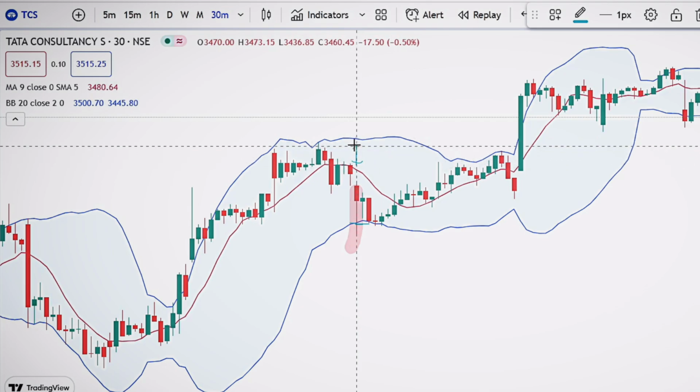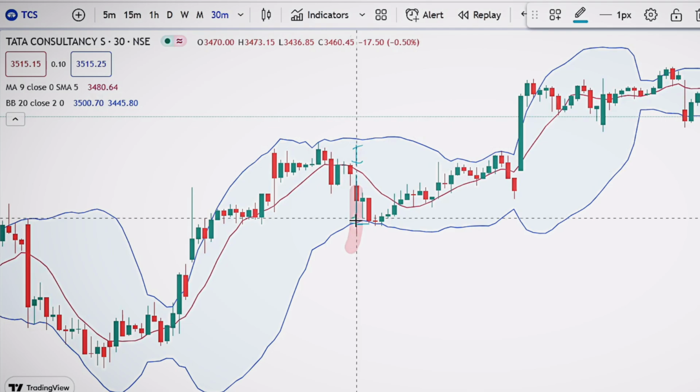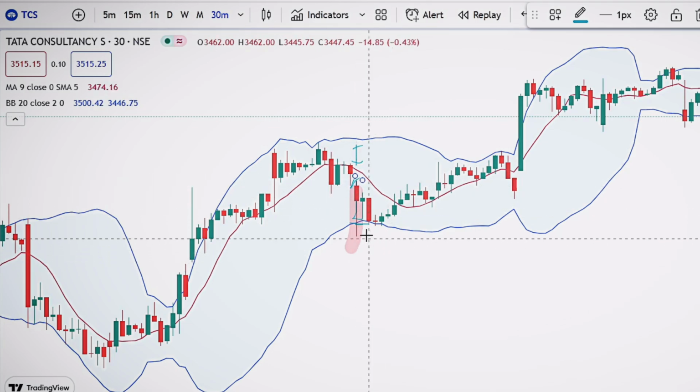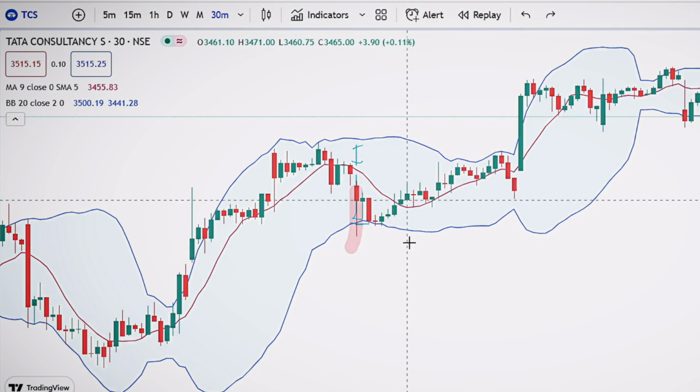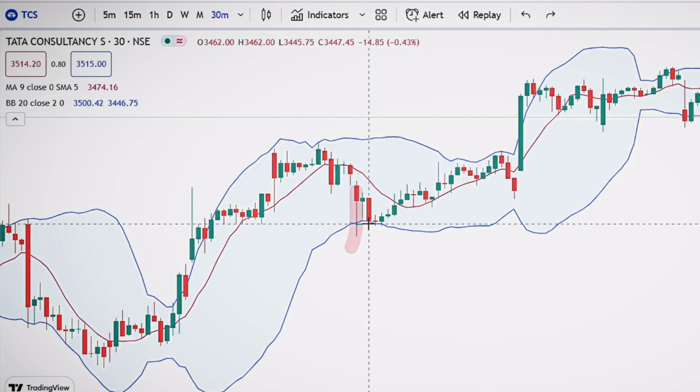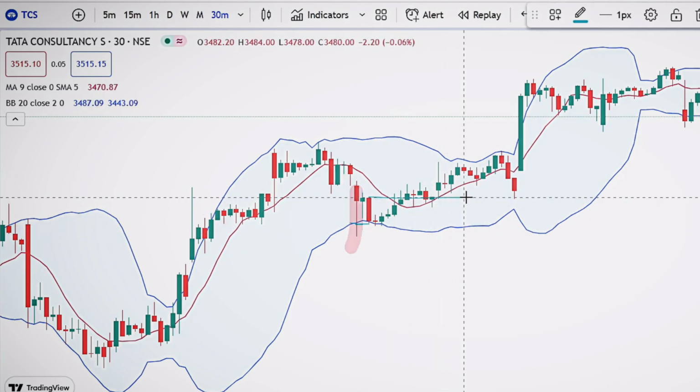So the first condition is to look for a candle touching the lower Bollinger band with a larger gap between the lower Bollinger band and the SMA than on the upper side. If this condition is met, we prepare for a buying trade, but we only enter once we see a green candle afterward. This green candle becomes our entry point.